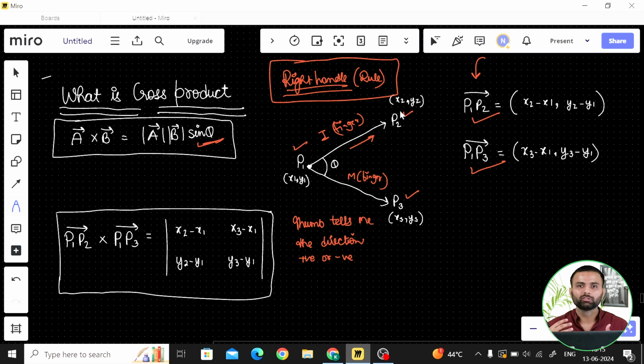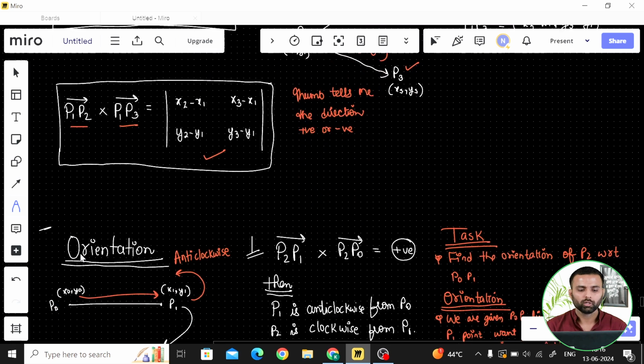We check using our thumb. If our thumb is in the upward direction, it means the positive direction. If it's in the downward direction, it means negative. Down means negative, up means positive. So we can write this A cross B like that, with P1 P2 and P1 P3 using the same coordinates. We just take the difference, and after the difference we take the determinant of that. In the end, we get our answer. I hope you understood the cross product now. Let's move to the next part.